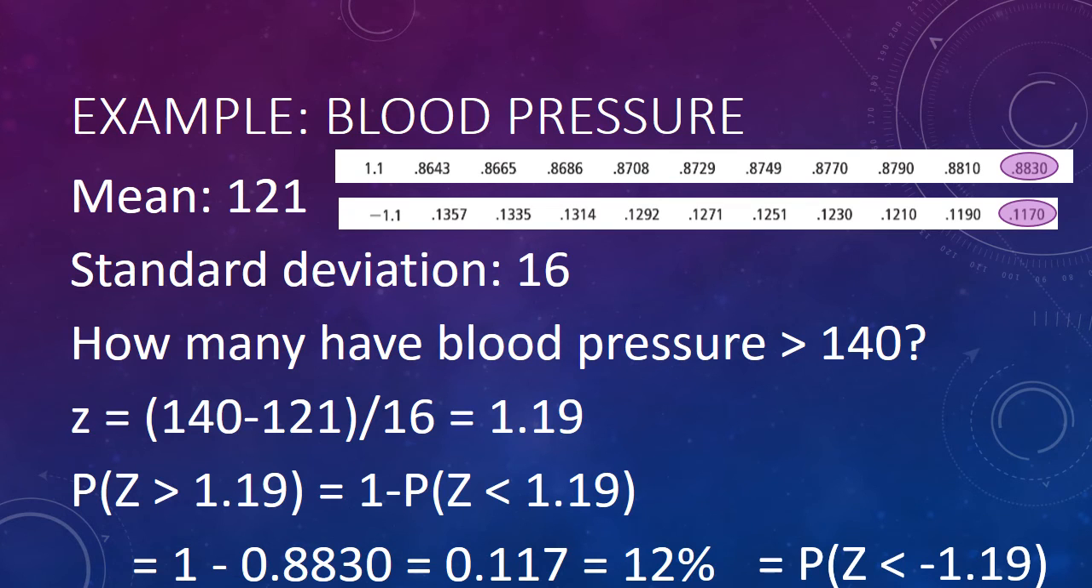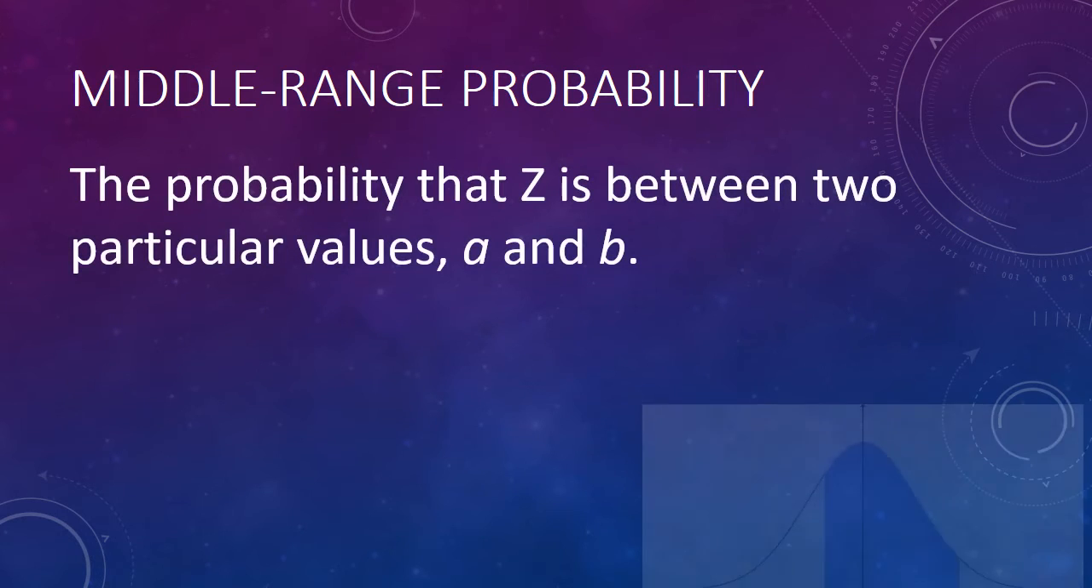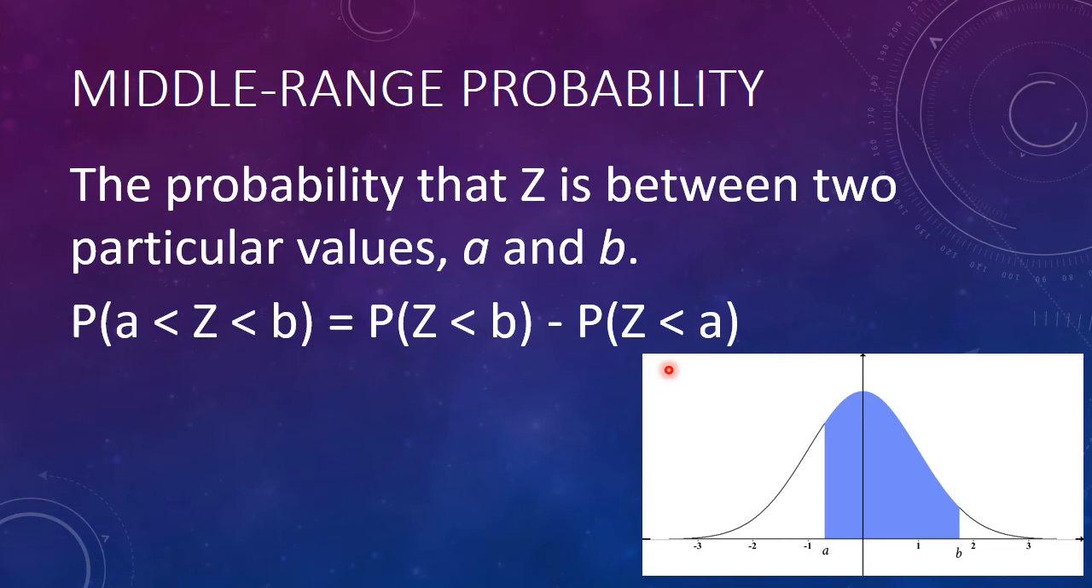Finally, the middle range probability is the probability that some normally distributed variable is in the range between A and B. We can find this probability by subtracting the left tail probability of A from the left tail probability of B. Let's take a look at how that works.